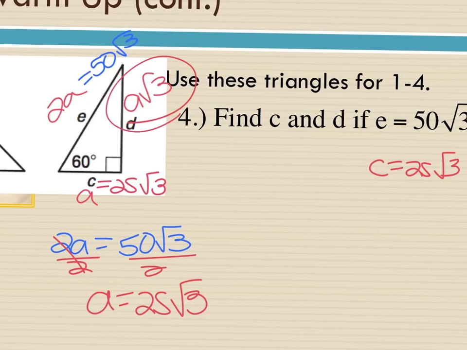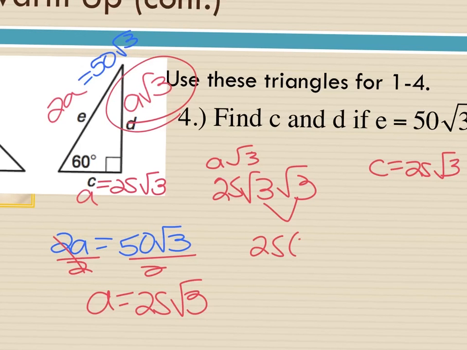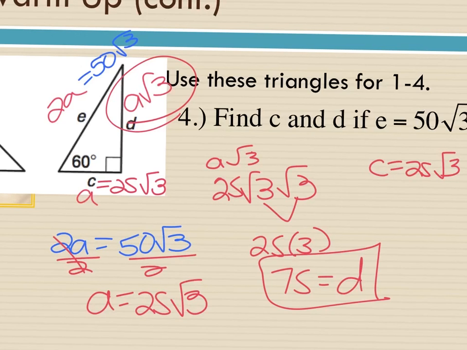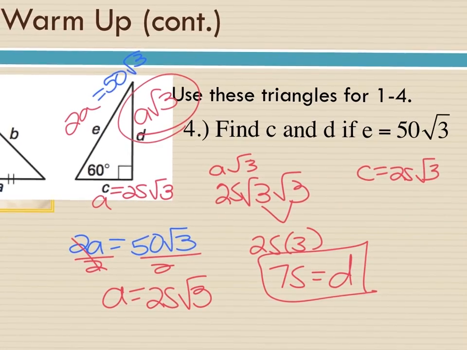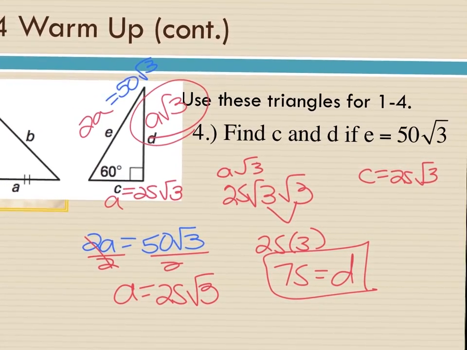To find D, I have to say A root 3, or 25 root 3 times root 3. And what is square root 3 times square root 3? Just 3. So D is 75. Questions on that one? Still good?